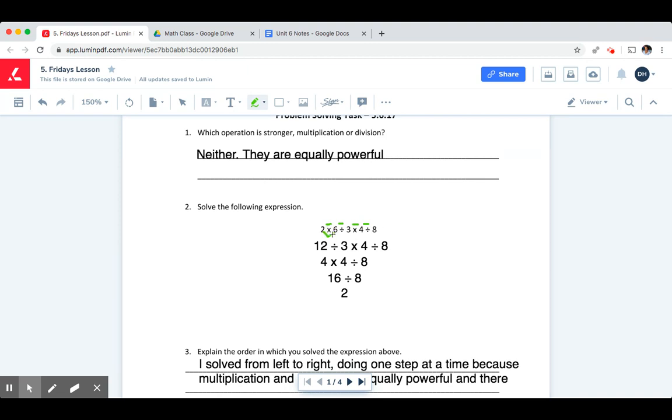2 times 6 gets me 12. And then I copy the rest of the expression. 12 divided by 3 gets me 4. Copy the rest. 4 times 4 is 16. Copy the rest. And 16 divided by 8 gets us a final answer of 2.